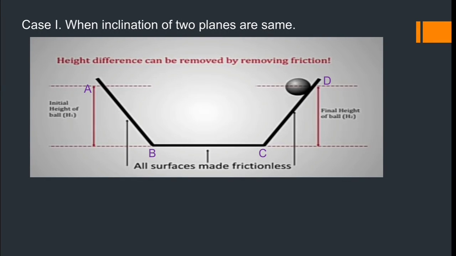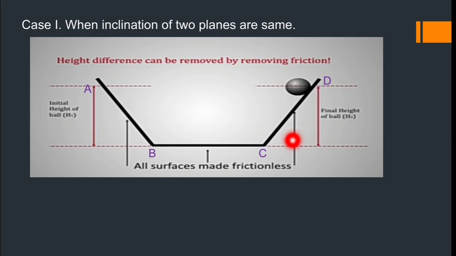Case 1 is when the inclinations of the two planes are the same. Inclination means the angle which is made by the plane with the horizontal. As you can see from this figure, the plane AB makes this much angle with the horizontal and the plane CD makes this much angle with the horizontal. So it is clear that the angles made by the two planes AB and CD are equal. Hence we can say that the inclinations of the two planes are the same.